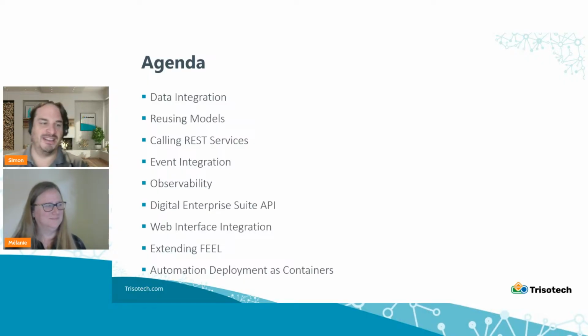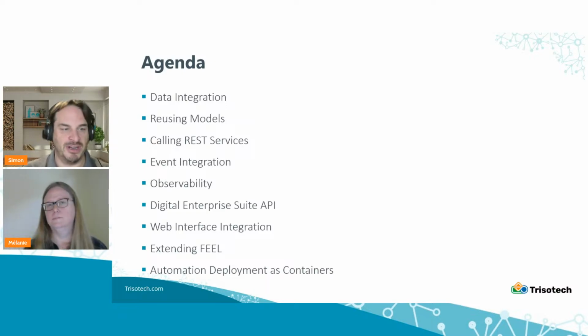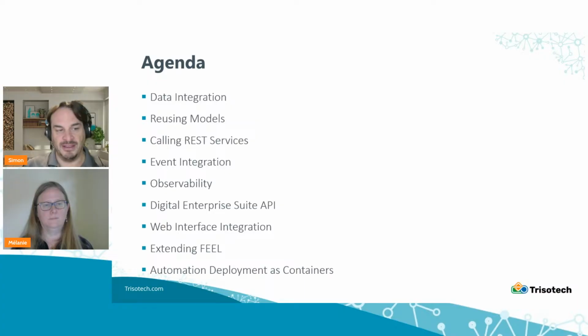So on our agenda, we're going to talk about different integrations that you can do with the Digital Enterprise Suite from Trisotech. So the first thing we're going to look at is data integration. How can you bring your own data model? How are we able to reuse models as well once you've worked on some models? How you can take the Digital Enterprise Suite and call the services that you have in your organization, how you can take the Digital Enterprise Suite again and integrate it in an event ecosystem or architecture.